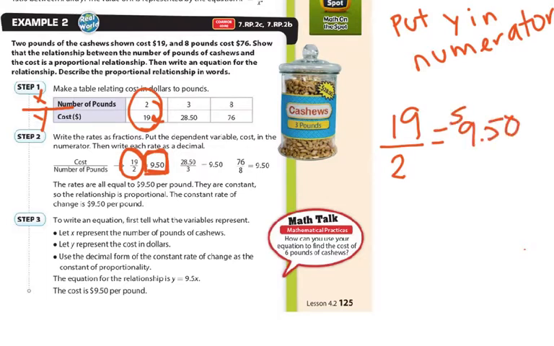$9.50. That is simplified, right? It's our unit rate essentially. It's our constant. If I did 3 times $9.50, I'd end up with $28.50. If I did 8 times $9.50, I end up with $76.